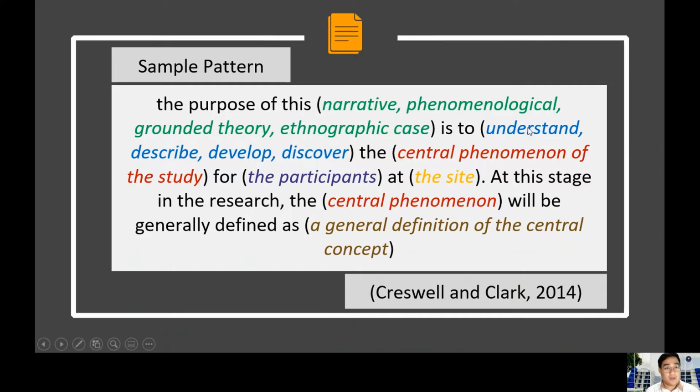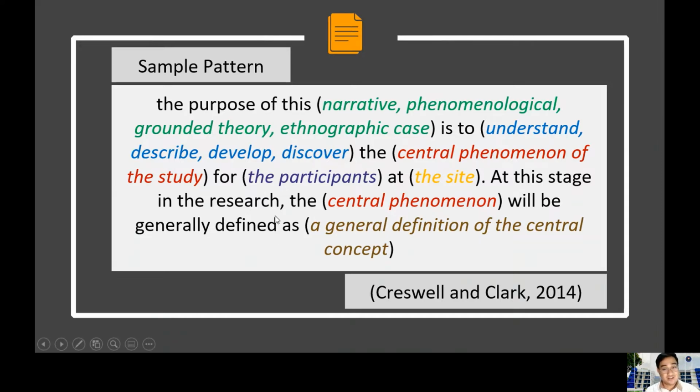And then the central phenomenon of the study: what is the most important thing, or what is the goal, or what is the variable that you really wanted to study for the participants? Who are your participants? And again, decide where your study or your research is going to be conducted.